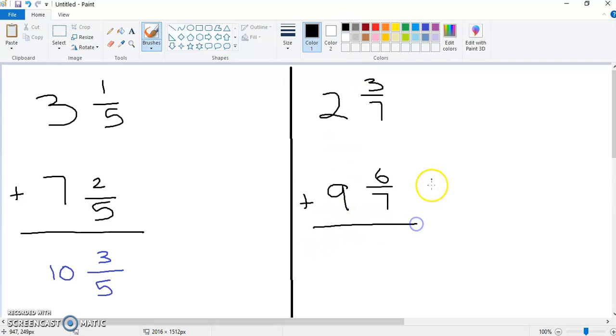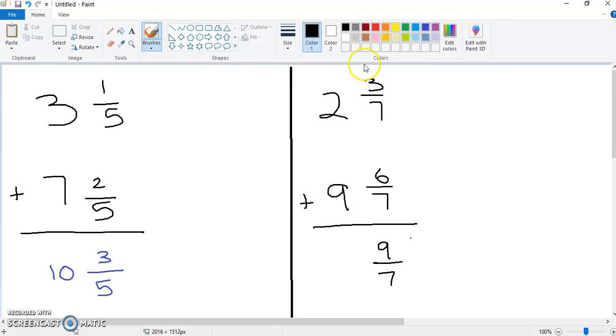But what happens when, let's see if we can figure out what happens here. Same idea. We're going to add 2 and 3/7 plus 9 and 6/7. So we're adding sevenths, so we bring our denominator down. And you add 3 plus 6, but then what happens here? You notice that your numerator is larger than your denominator. And so we can't leave it like that because that's an improper fraction.